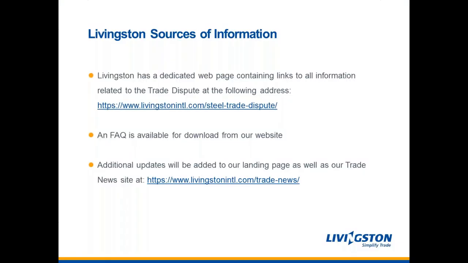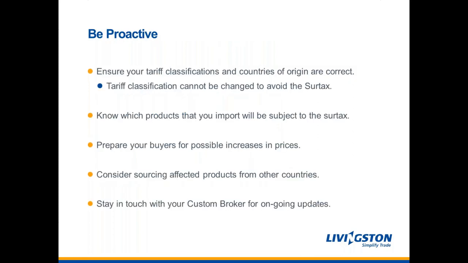So additional information, obviously we have a lot of information on our website, Livingston. We have an FAQ, we have the complete trade disputes, we have trade news articles on all of this. A couple of things in terms of what you need to do from an importer and broker relationship perspective is really ensure that your tariff classification and the countries of origin are correct. So you really need to communicate with your customs broker to make sure that your products are classified correctly.